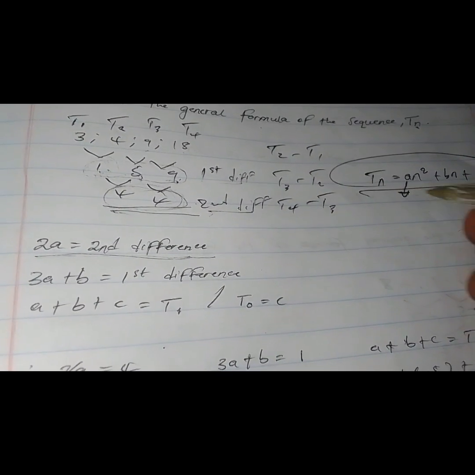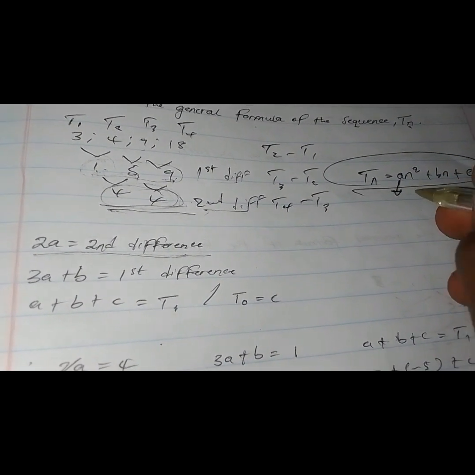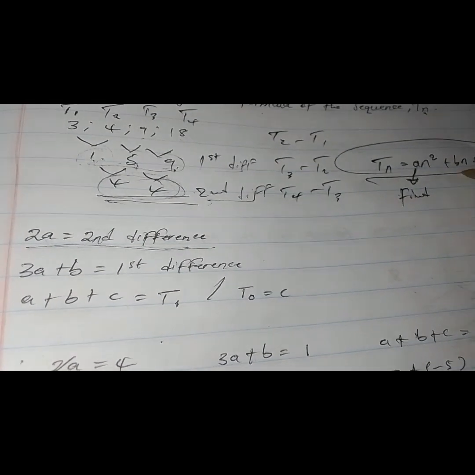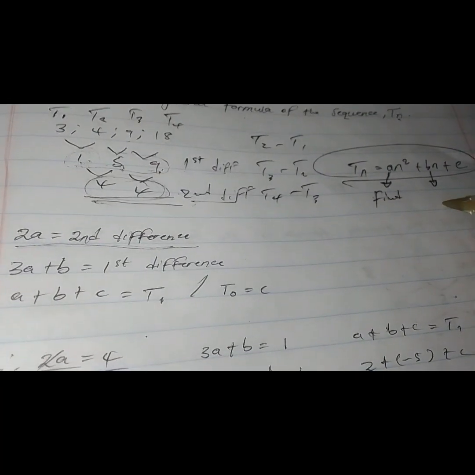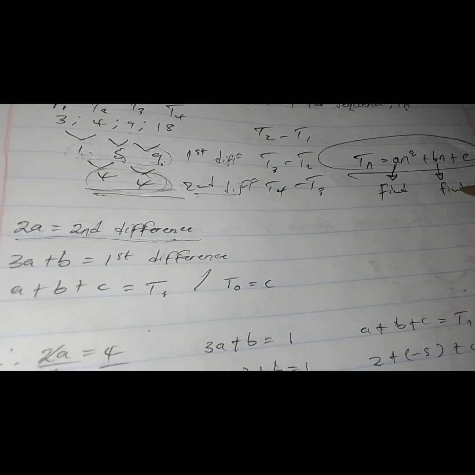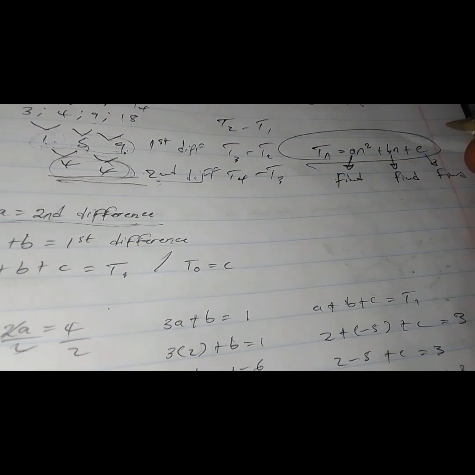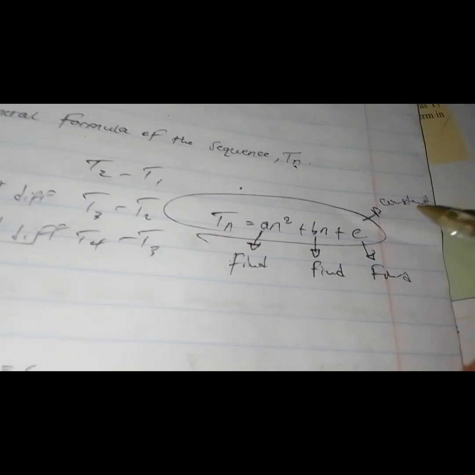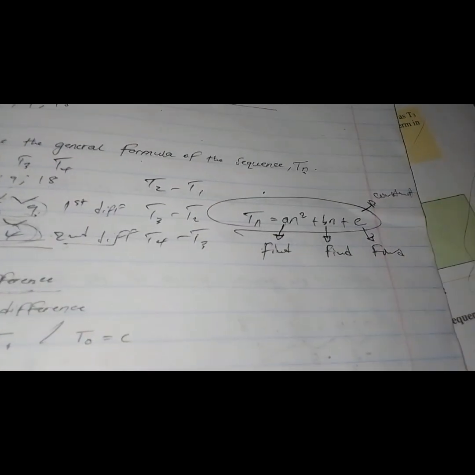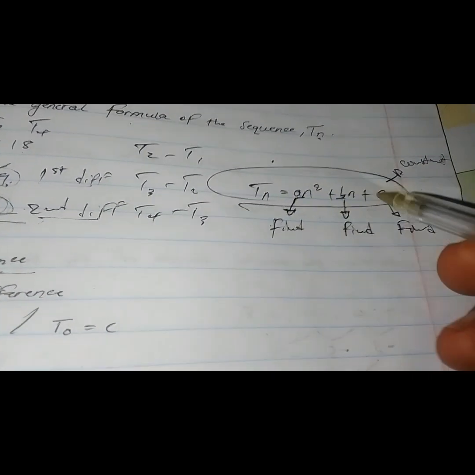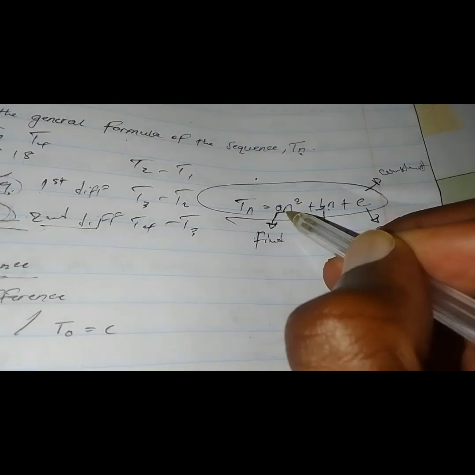We need to find our a, and also find our b, and also our c. As I've said, our c is our constant. Remember that. Constant, right? This c is our constant, which means it stays alone. It is not a coefficient. The coefficients are a and b, because there is n squared and n.